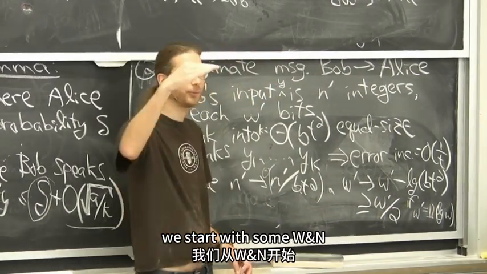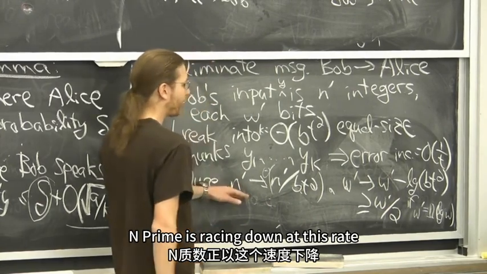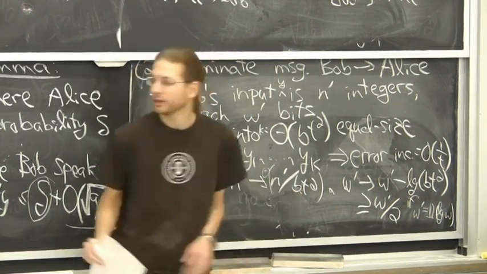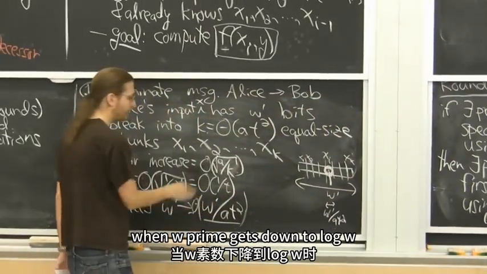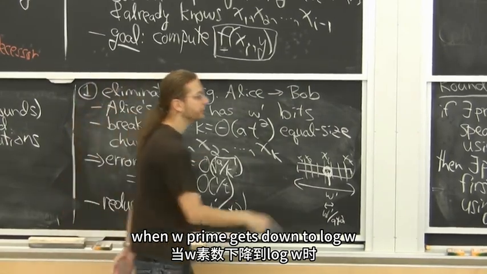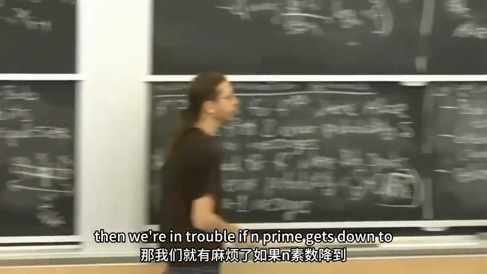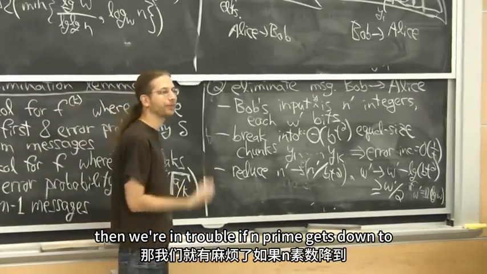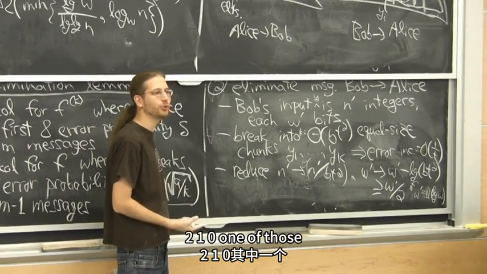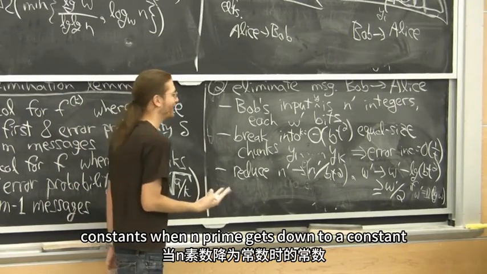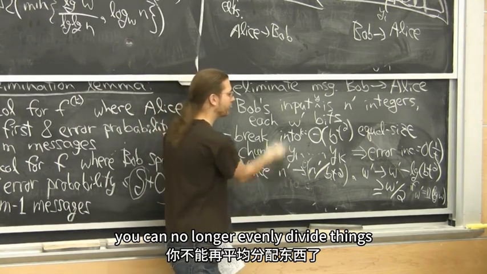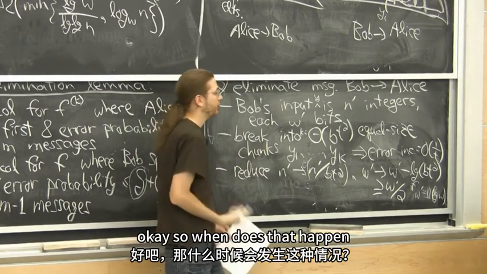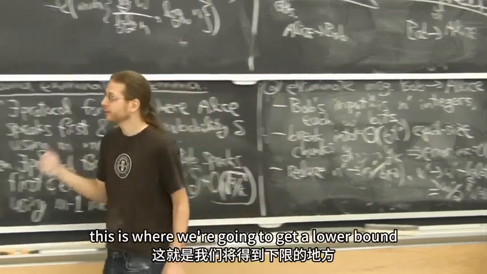We start with some w and n. N prime is racing down at this rate. W prime is racing down at this rate. When w prime gets down to log w, then we're in trouble. If n prime gets down to a constant, like 2, 1, 0, we're in trouble. You can no longer evenly divide things. So when does that happen? This is where we're going to get a lower bound.